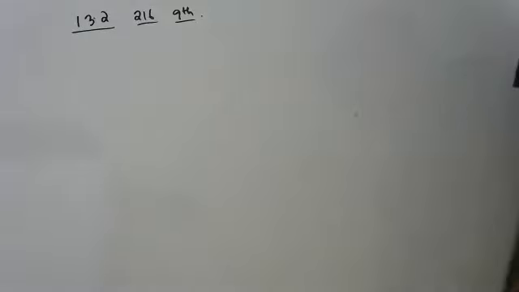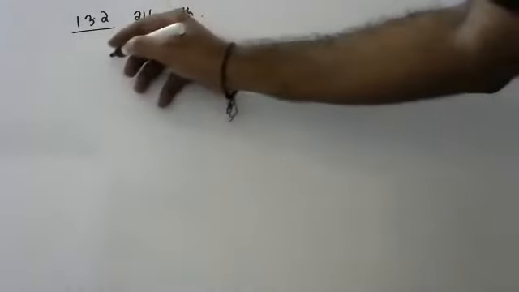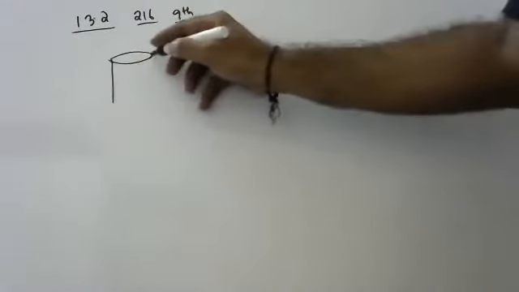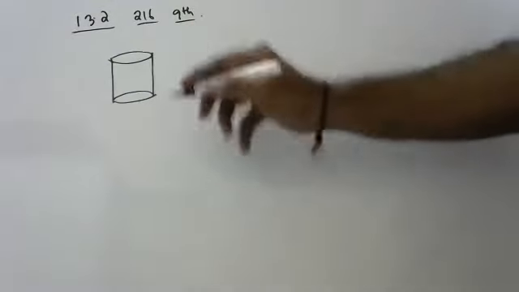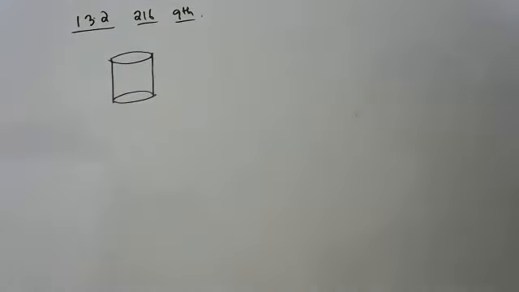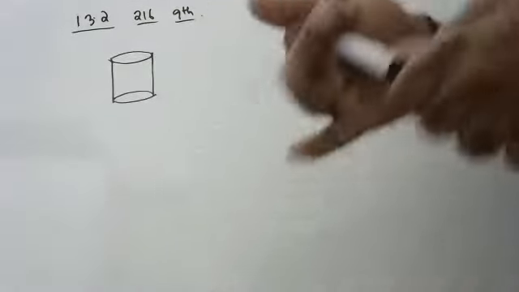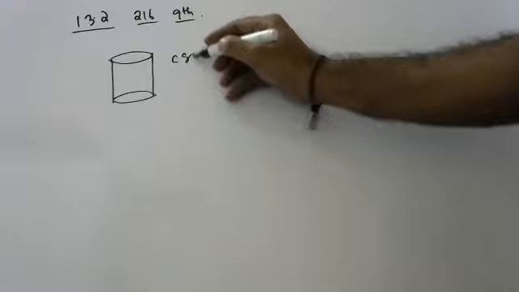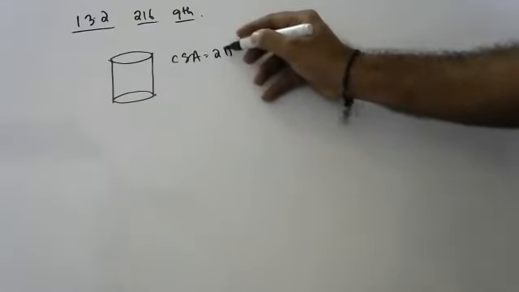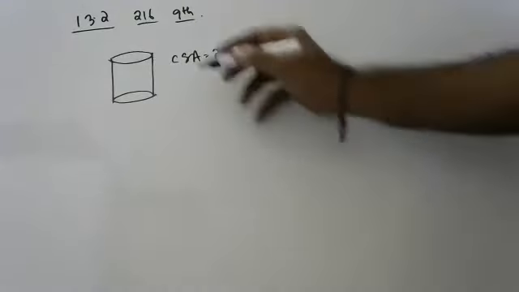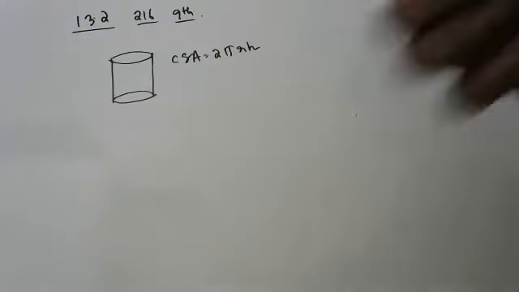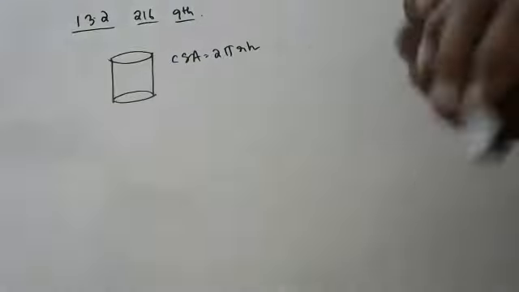Children, in this we will study cylinders. What is a cylinder? This is a cylinder. This surface is called CSA. What is the CSA of a cylinder? 2 pi r h. In a cylinder, this plus the top surface and bottom surface is equal to TSA.